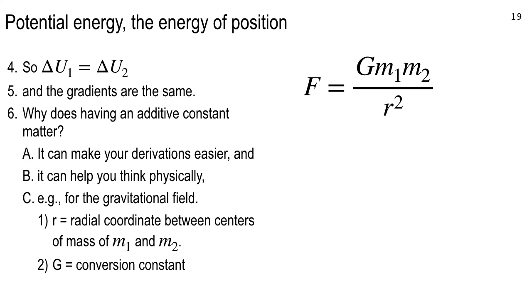Now, G is the gravitational constant. It's like a conversion constant, to convert a kilogram squared per meter squared into newtons, right? And it's a pretty important constant.